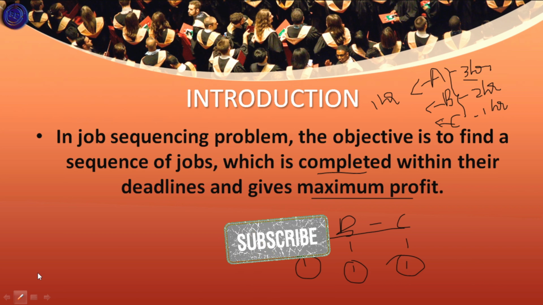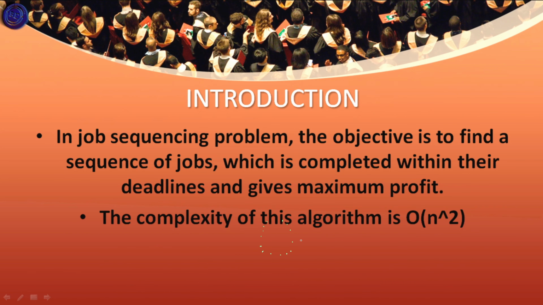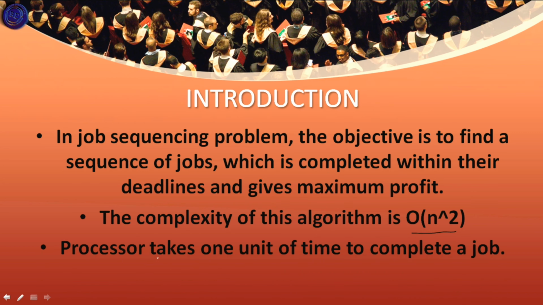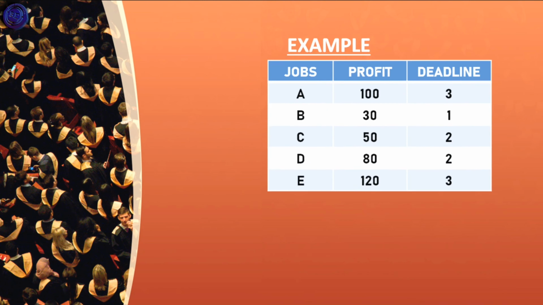So I think you understood it. The complexity of this algorithm is order of n square, and the processor takes 1 unit of time to complete a job. In this particular job sequencing problem, the processor will take only 1 unit of time. That means if you are given 3 hours of time, that is the deadline, you can complete this job in 1 hour. The main aim of this problem is to complete the given job in 1 unit of time. Now let us discuss an example.